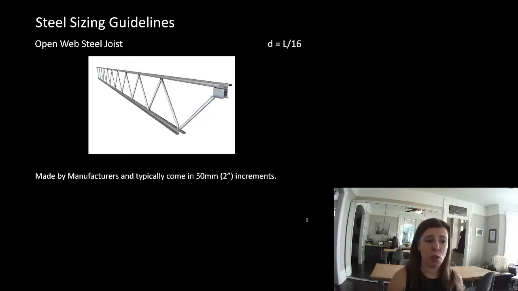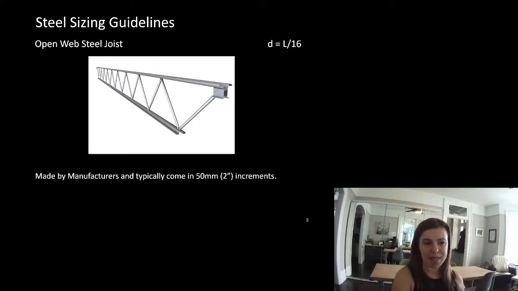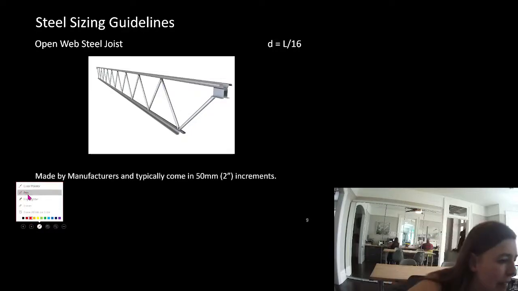Our open web steel joists. This is where also understanding what things are normal is important. So our sizing guideline is D equals L divided by 16. So this is how long our member is. And my hands can't show the distances that we're probably talking about for these elements. And D is the depth, how deep it is. So we've got length and we've got depth here. I wonder if it'll let me draw it easily here.